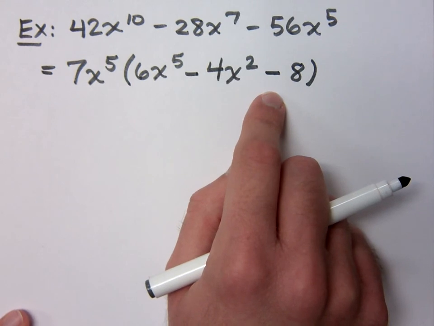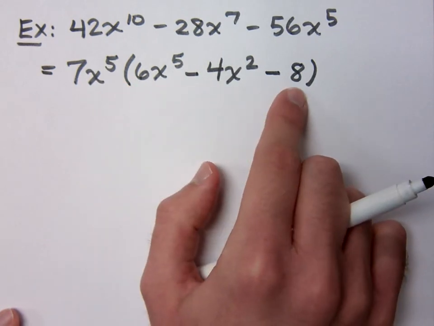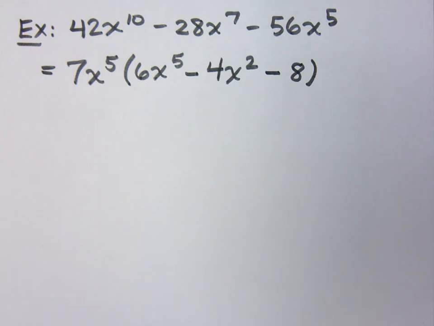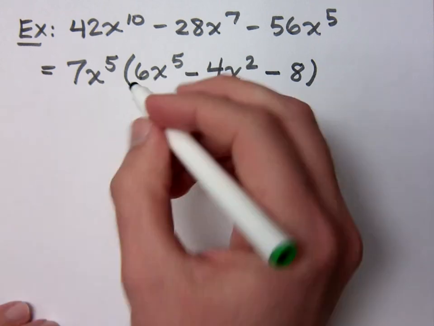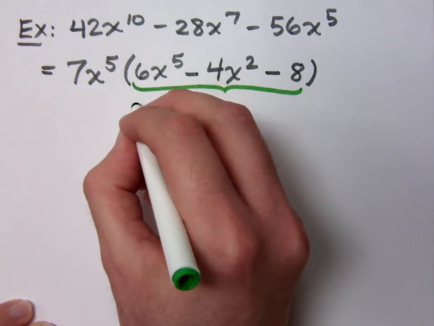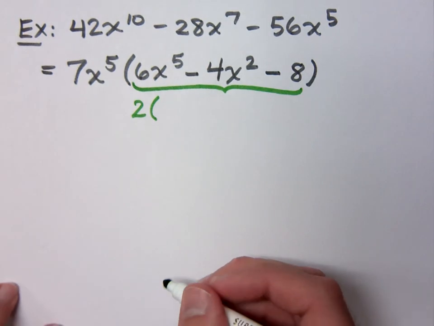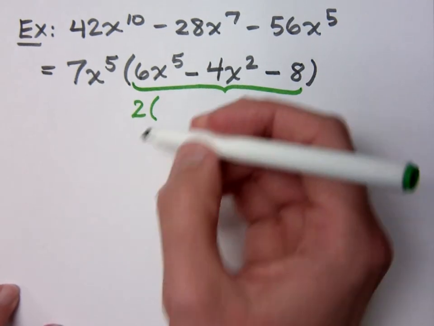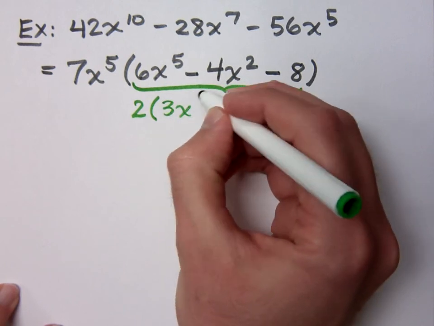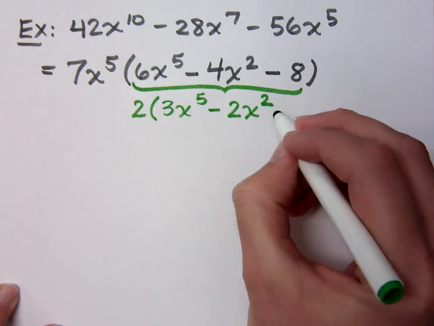Now, why is this not right enough? Look what you have inside here. These guys all have a common factor of what? 2. So even though 7 goes in there, there's some stuff that we were missing, which is that common factor of 2. If I factor out the 2, what's left? 3x to the 5th, and then what? Minus 2x squared. Minus 4.